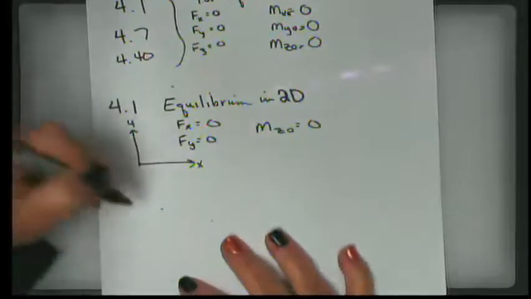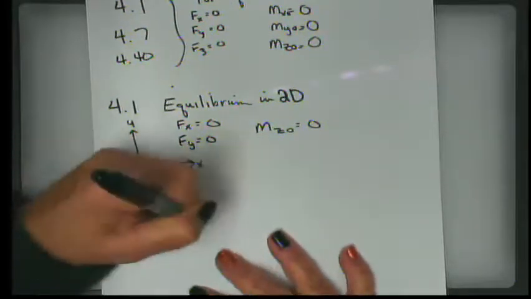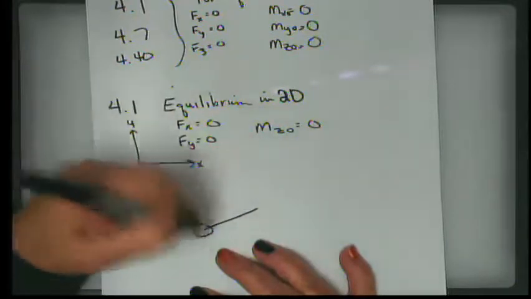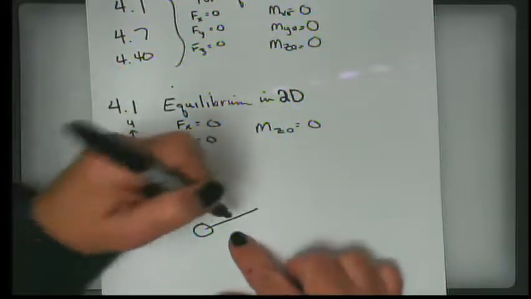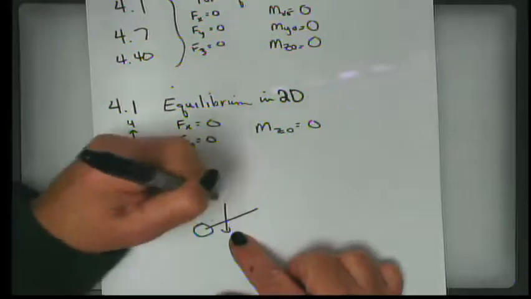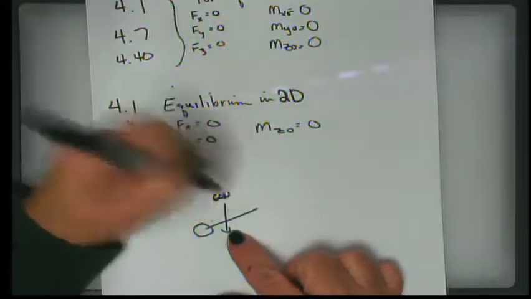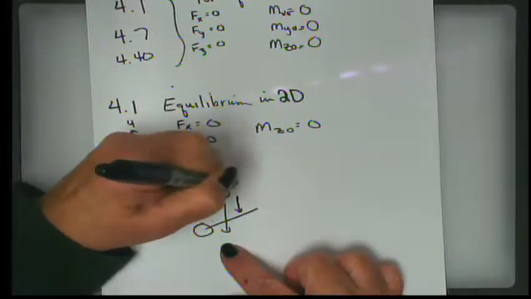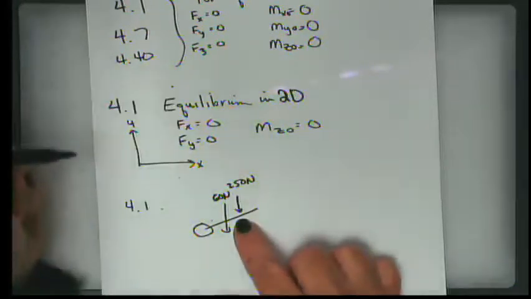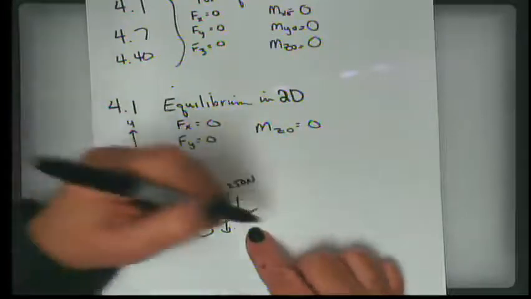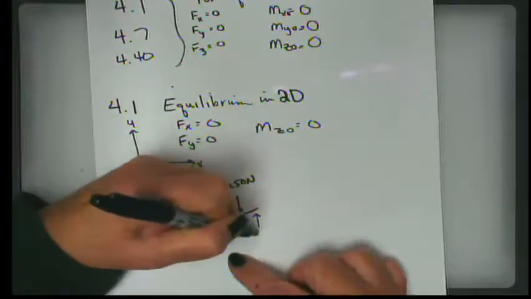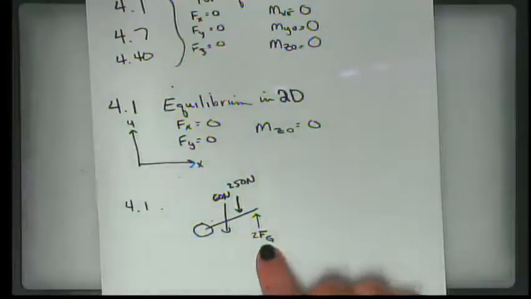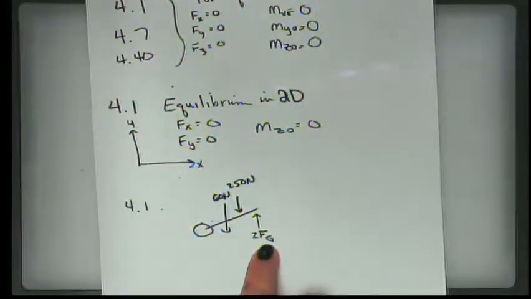Okay, so for 4.1, if we draw a picture, we have a wheel, and then we have the 60 Newton weight of the wheelbarrow pushing down. We have the 250 Newton weight of the fertilizer pushing down, and then one would assume that the gardener is pushing up. So I'll call that 2 times the force of the gardener.